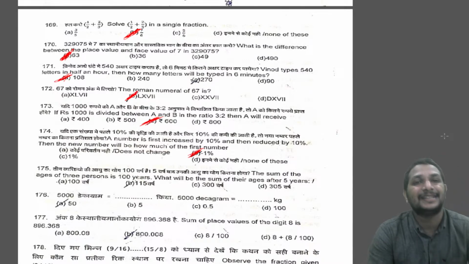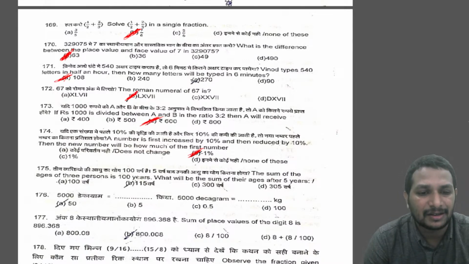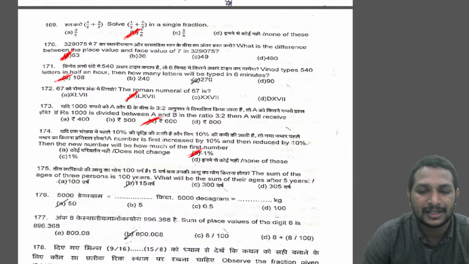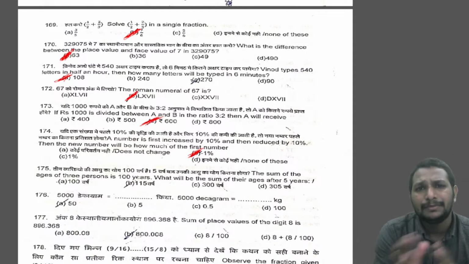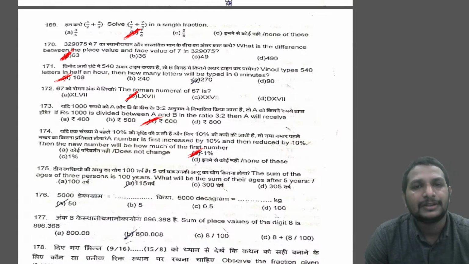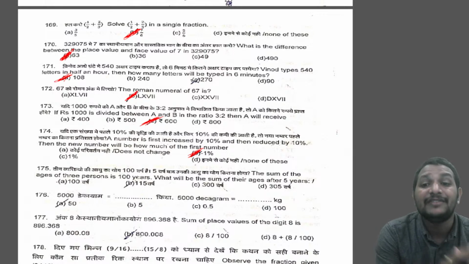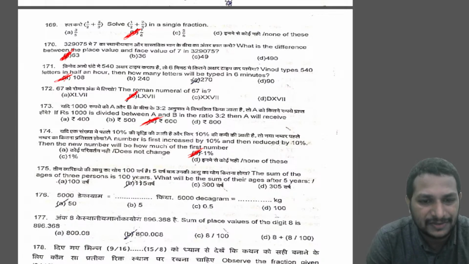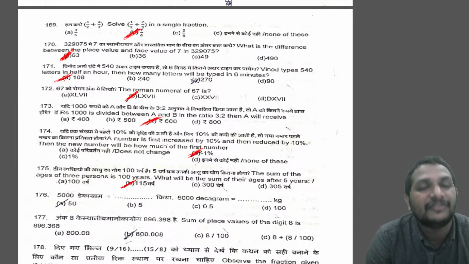Next, question number 175. The sum of ages of 3 persons is 100 years. What will be the sum of their ages after 5 years? As time goes on, the age will also increase accordingly, right? Each person's age will increase by 5 years. 5, 5, 5 becomes 15, right? The sum becomes 15. So the answer for this question is 100 plus 15 becomes 110.